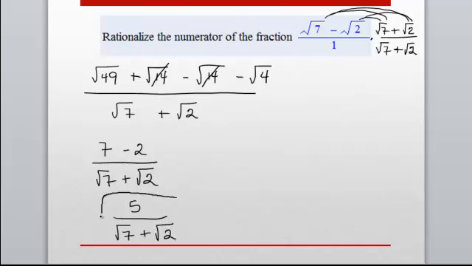Now the key is you're not supposed to leave a radical in the denominator, but since they actually asked us to rationalize the numerator this time, then you have to leave a radical in the denominator. Hope that didn't confuse you too much.